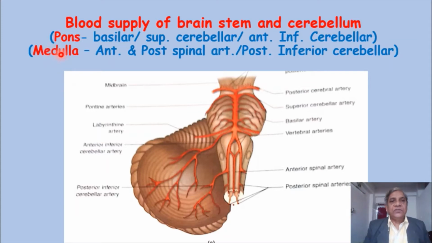Let us see which arteries will supply the blood to the medulla. Okay, medulla, as we have seen, this is the anterior spinal, and these are the two posterior spinal arteries. So anterior and posterior spinal arteries will supply the medulla here. As they are going down to supply the spinal cord, they will also give branches to the medulla, but the major portion of the blood to the medulla will come from the posterior inferior cerebellar.